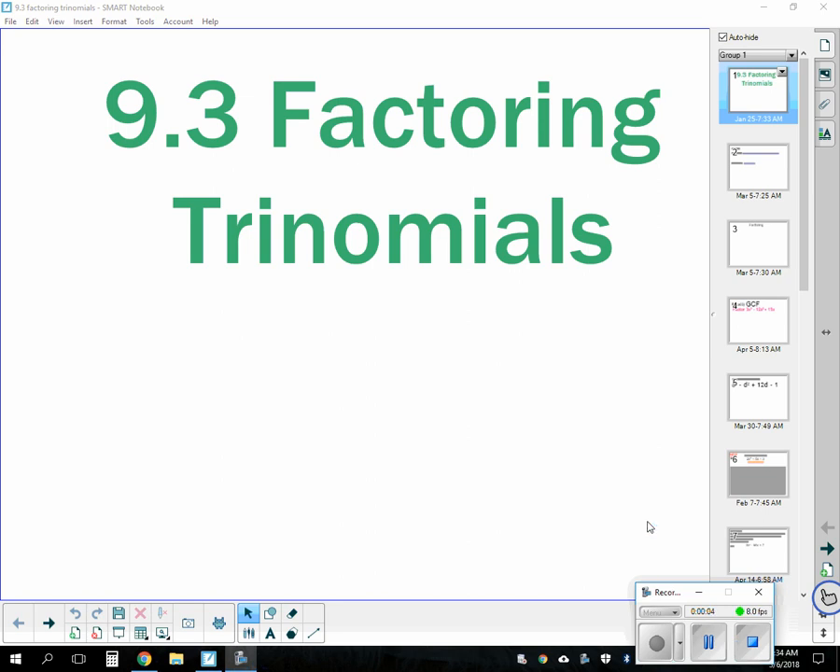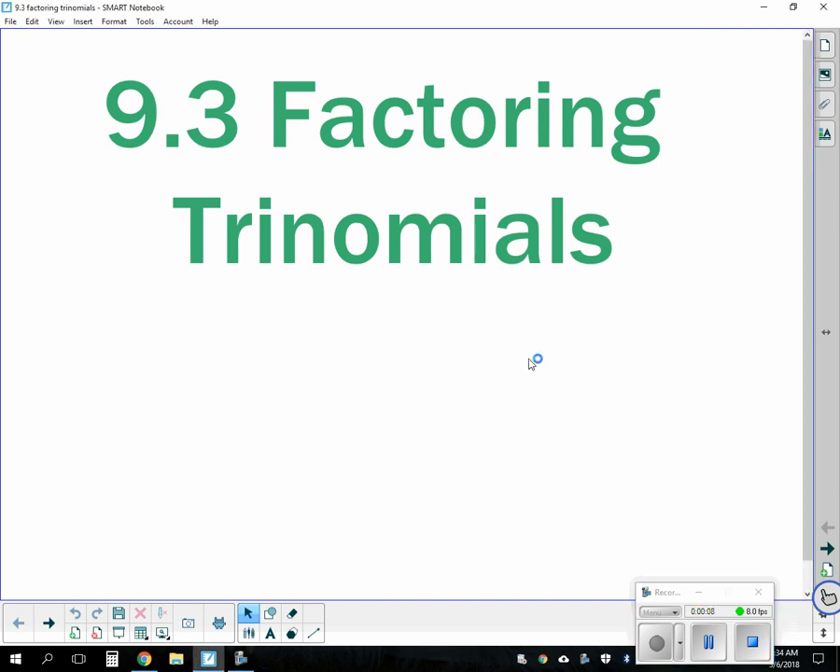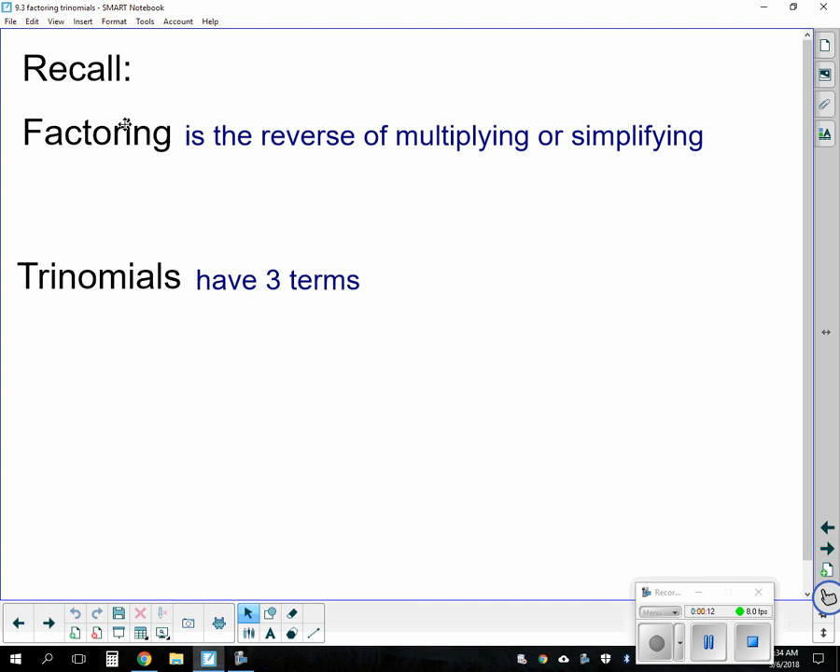Okay guys, we are continuing on with our chapter on factoring, and today we're going to factor trinomials. So what you need to remember is what factoring is and what trinomials are. Factoring is the reverse of multiplying or simplifying.